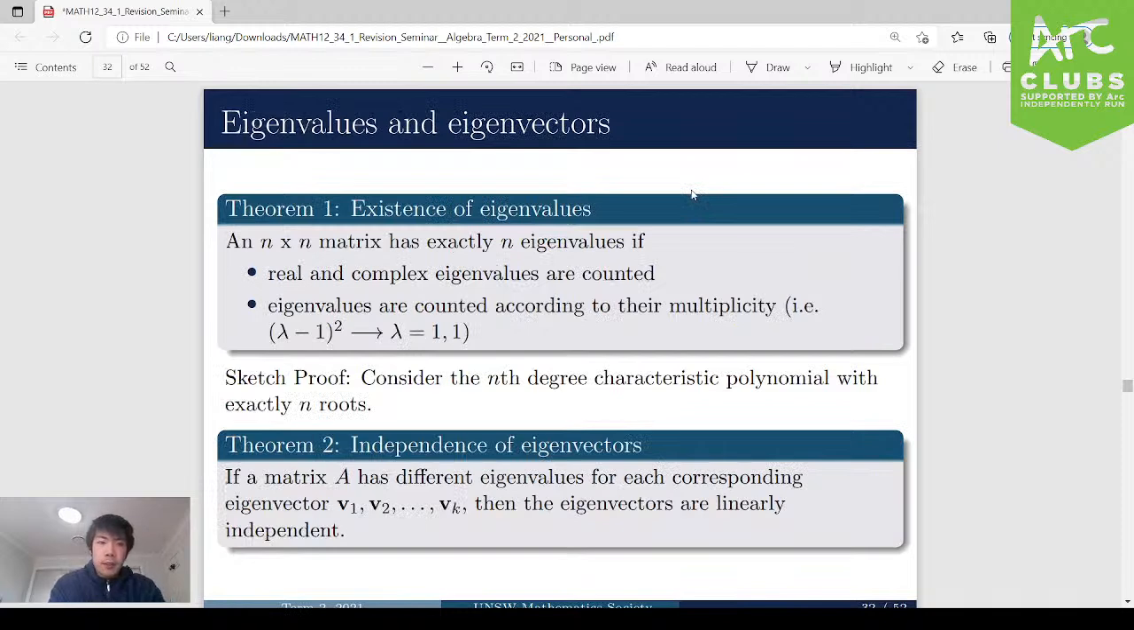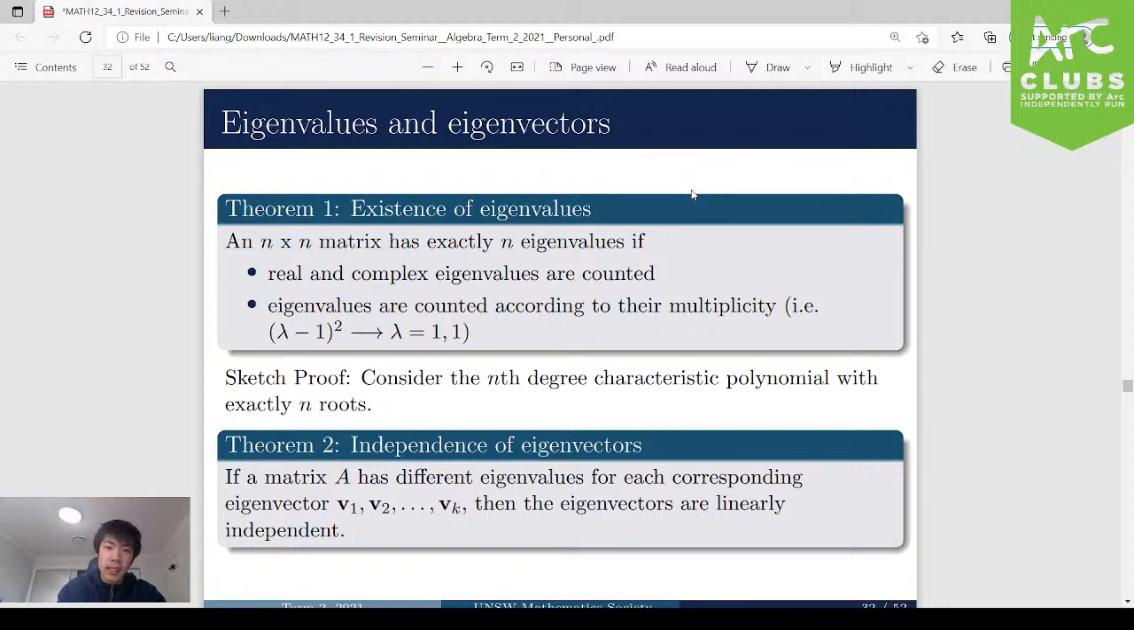Eigenvalues and eigenvectors. So existence of eigenvalues, that's the first theorem here. It says that an n by n matrix has exactly n eigenvalues if you count real and complex eigenvalues. And furthermore, if there are repeat eigenvalues, then you also count them according to the multiplicity. So for example, if you have (lambda minus 1) squared, you get lambda equals 1 and 1. You don't just count it as a single one, you count it as 2 separate ones. Then if you add up all these eigenvalues, there would be exactly n eigenvalues for an n by n matrix, okay?